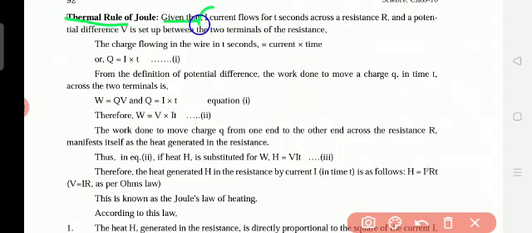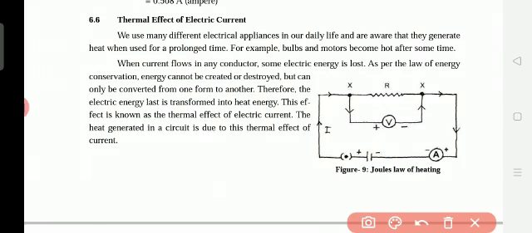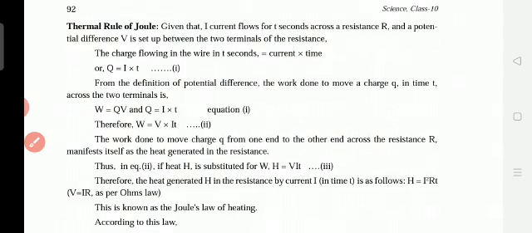Given that, now you observe I. I means what? Current. Okay, flows for T means time. Flows for T seconds across a resistance R. So resistance means what? Which controls the flow of current. And a potential difference V. V means potential difference is set up between the two terminals of the resistance. Okay, terminal means what? Ending point. So this is the resistance, this ending point, voltmeter is added. So voltmeter is used to measure the potential difference. Okay, so this is the one.